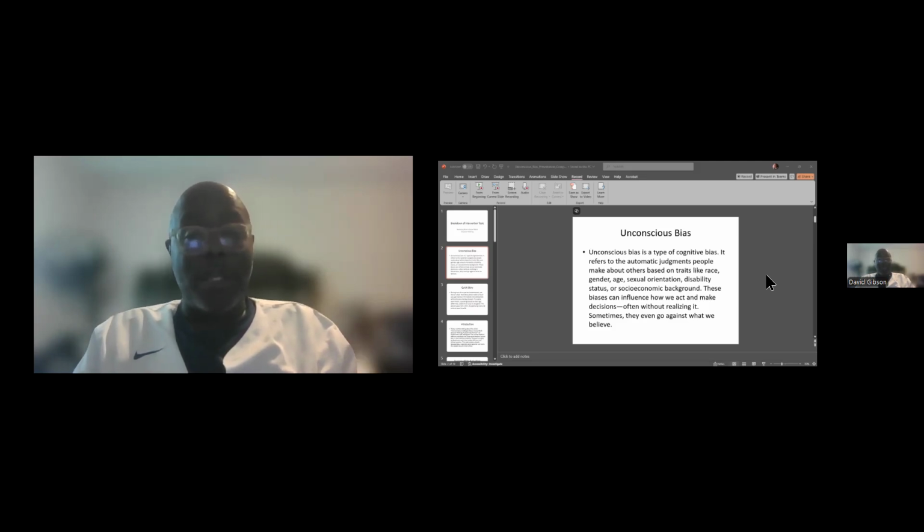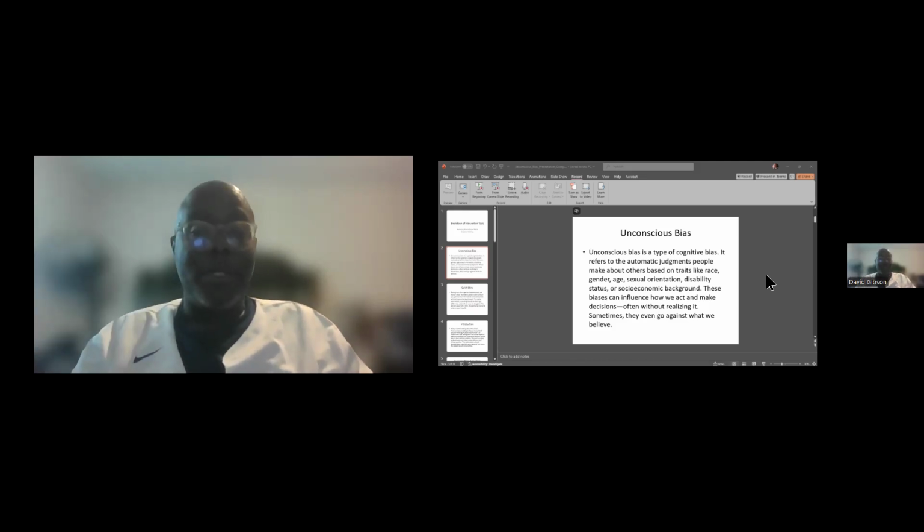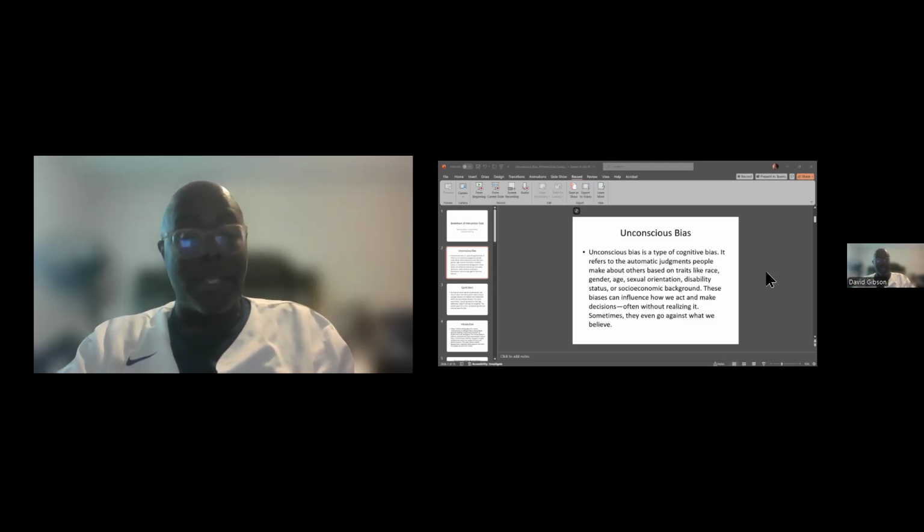Unconscious bias is a type of cognitive bias. It refers to the automatic judgments people make about others based on things they cannot help: race, gender, sexual orientation, and so on. These biases can influence how social workers act towards our patients and clients without realizing it, because they go against what we believe.